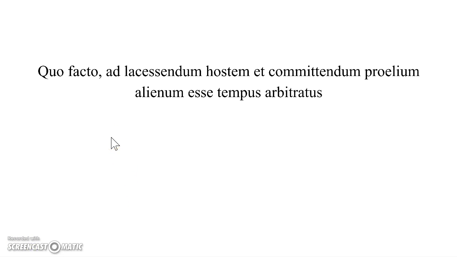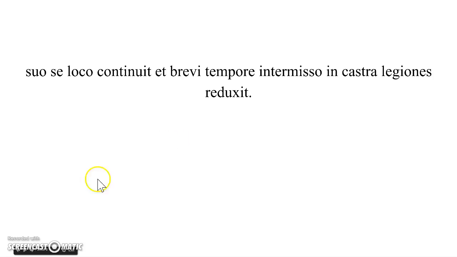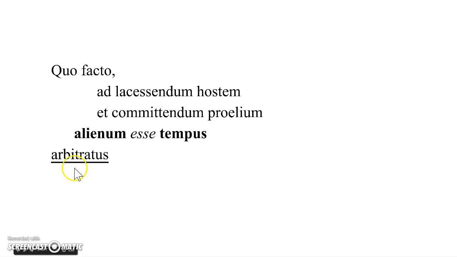Quo facto ad lacessendum hostem et committendum proelium alienum esse tempus arbitratus. So, quo facto is kind of an idiomatic way of saying, although all this was accomplished. Although all this was accomplished, Caesar thought, which is a verb of the head, and this opens up an indirect statement with esse, the infinitive verb, as the verb, and alienum tempus, the accusative nouns, as the subject. So he thought it was an unfavorable time to attack the enemy and to start a battle. And this is an example of ad plus gerundive to indicate purpose.